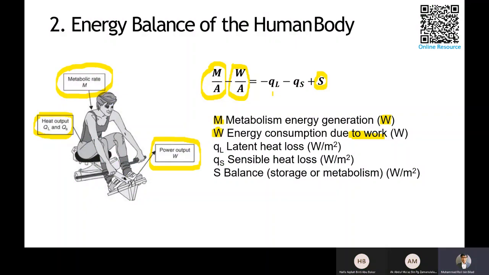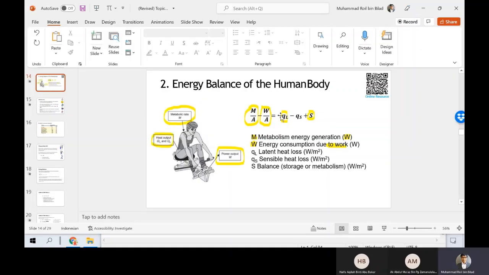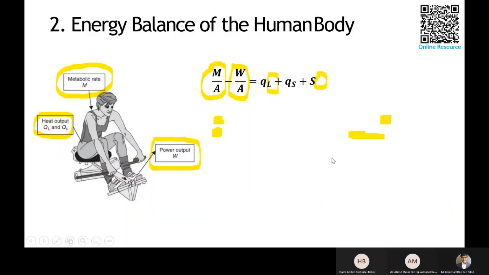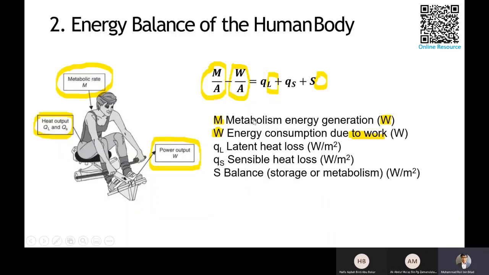What energy do we lose? We lose it through latent heat loss. We denote it as QL here. Sorry, I made a mistake here. This one is supposed to be plus. So then equal to the heat loss due to evaporation, the latent heat loss, then the sensible heat loss, and the balance. This is the overall balance, and then we'll do one by one how to estimate it.